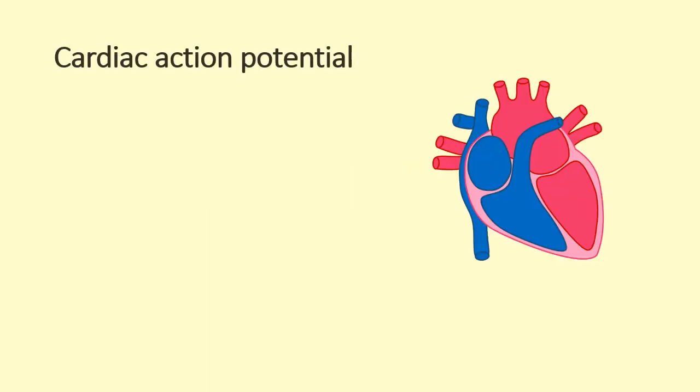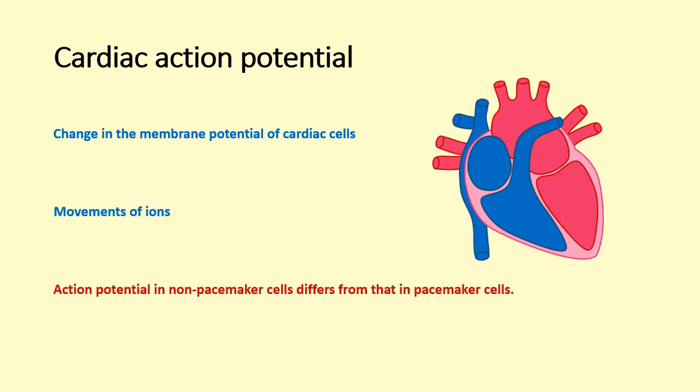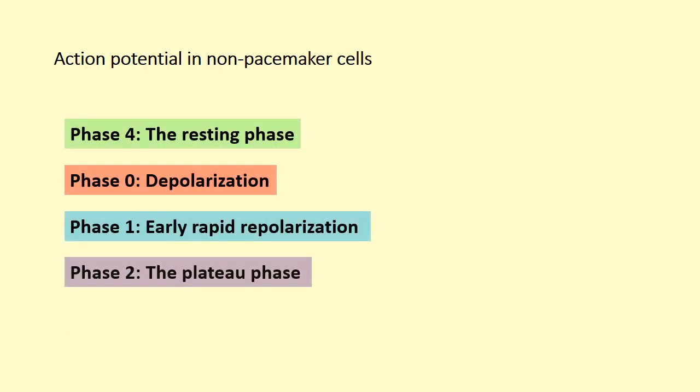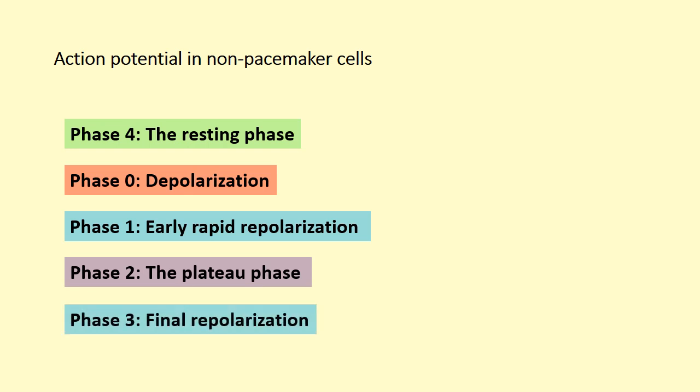The cardiac action potential is defined as the change in the membrane potential of cardiac cells. This is caused by the movements of ions between the inside and outside of cardiac cells through their membrane ion channels. The action potential in cardiac non-pacemaker cells differs from that in cardiac pacemaker cells. The action potential in non-pacemaker cells has 5 phases.